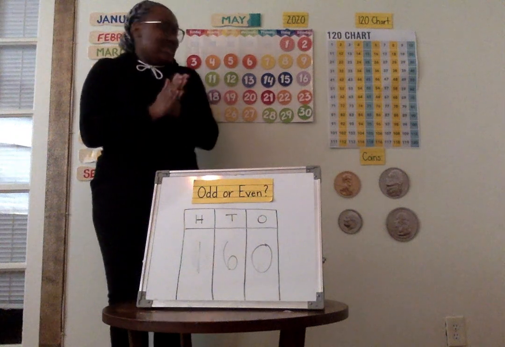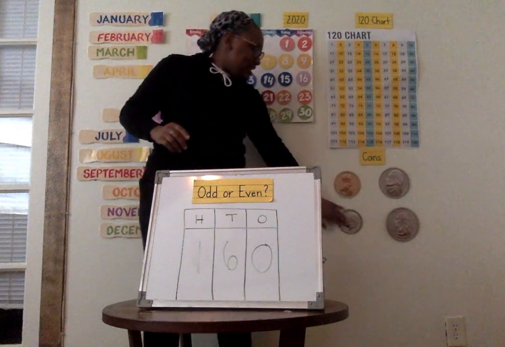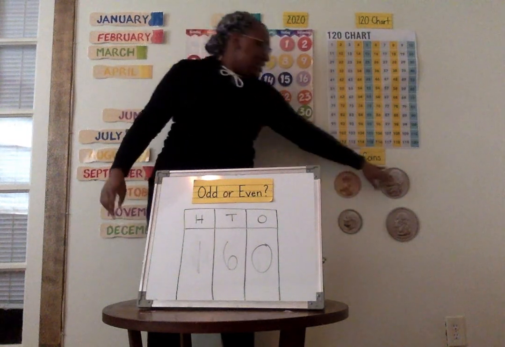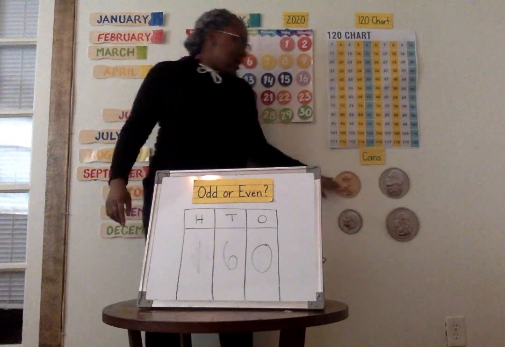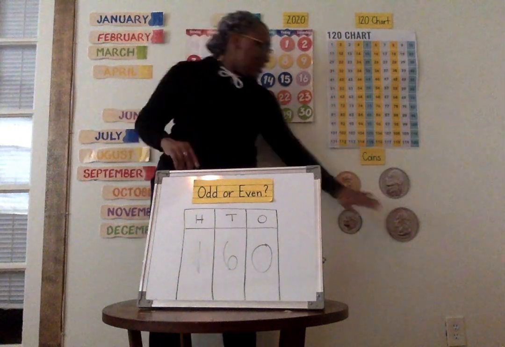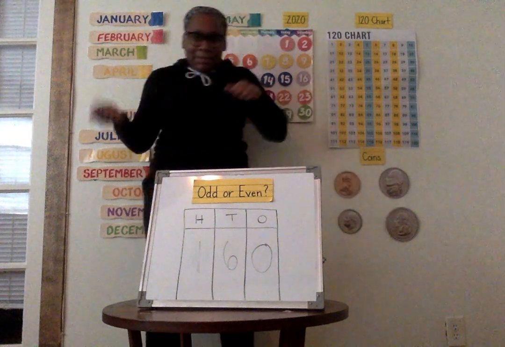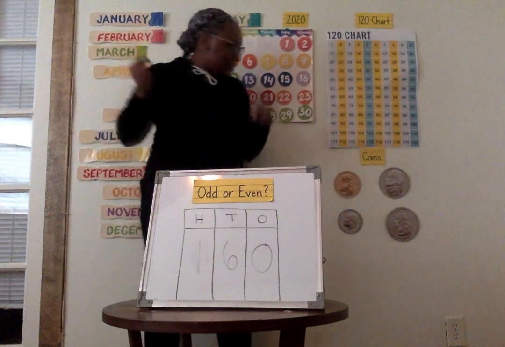Ooh, it's time for coins. Get ready. Pennies, nickels, dimes, and quarters. A penny's worth 1 cent, a nickel's worth 5 cents, a dime is worth 10 cents, a quarter 25. Pennies, nickels, dimes, and quarters.